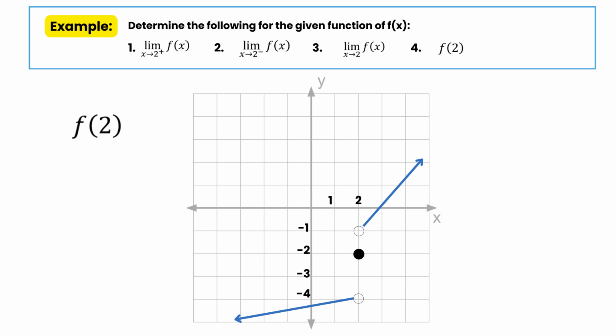In the last question, we can see it's not asking for a limit. It's just asking what is f of 2, meaning what is the actual y value where x equals 2. Now, if we look at the graph, we'll see there are 3 little dots at x equals 2. 2 of them are open circles, and 1 is filled in. The actual y value of the function is where the dot is filled in. So f of 2 will be -2.